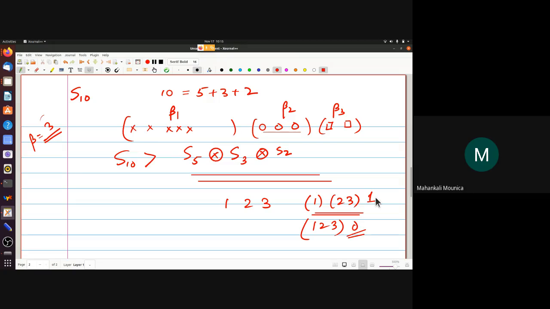I was thinking of S3 in terms of just 3 cycles, not as S3 as the symmetric group. No, S3 is the symmetric group of 3 elements. S5 is the symmetric group of 5 elements. Is it clear now? S10 is the set of all permutations of 10 objects. What you are saying is let's permute the first 5 of the 10 objects, the next 3 among themselves, the next 2 among themselves. Any permutations, not just cycles, of all the objects.